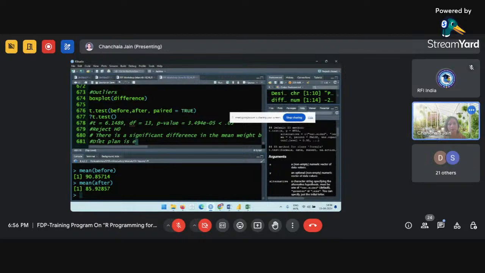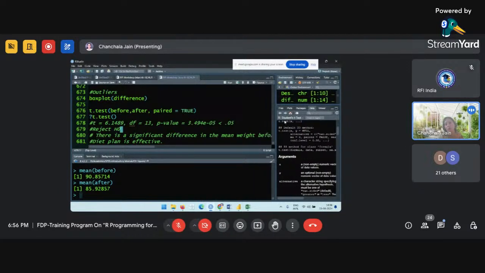We can say that is effective, right? So this way you can perform the t-test. All the three types of t-tests I explained to you, how you can perform them in the R environment. So I think this is all from my side for the day. If you have any queries, the platform is open now.